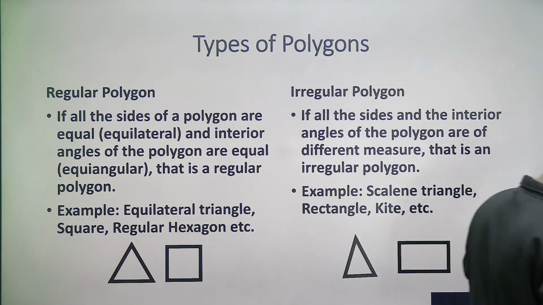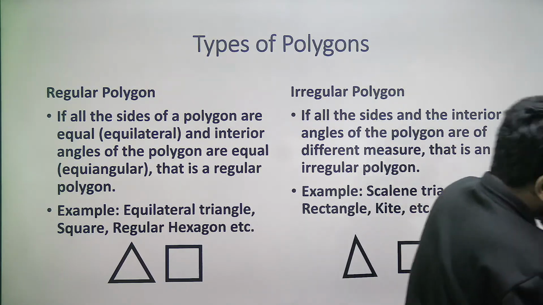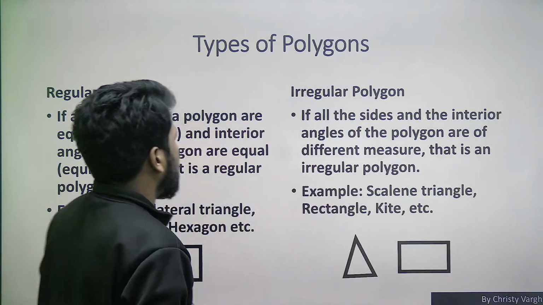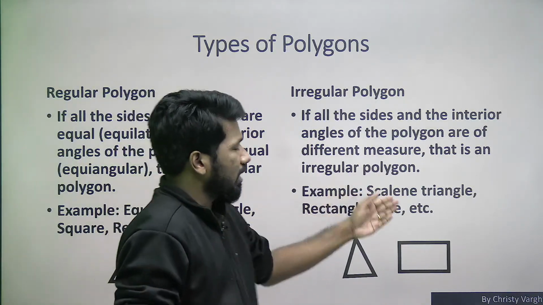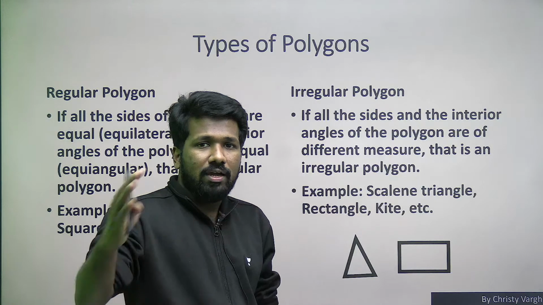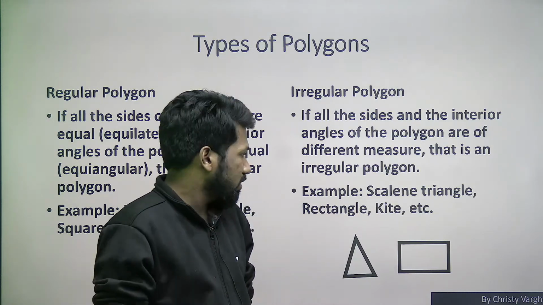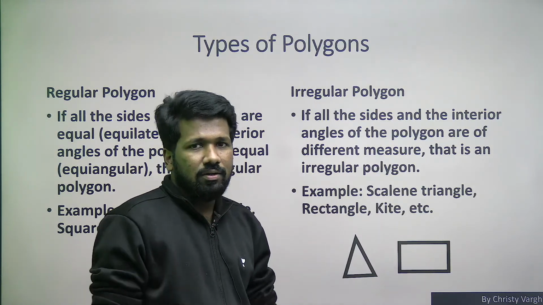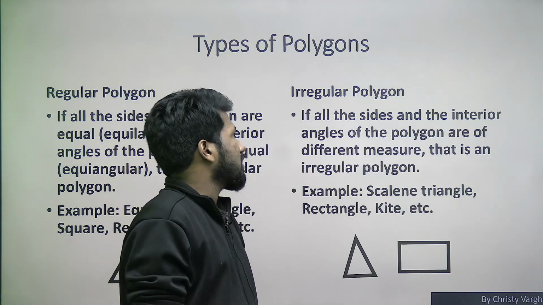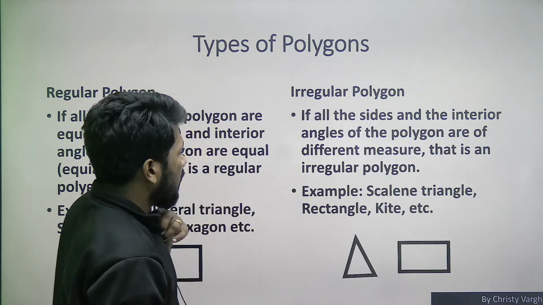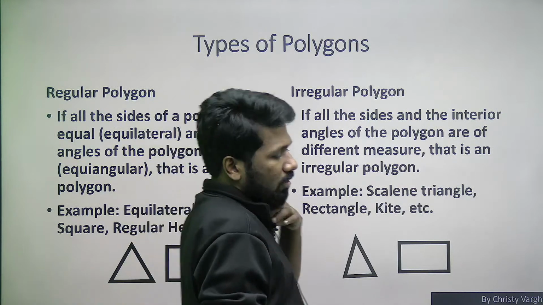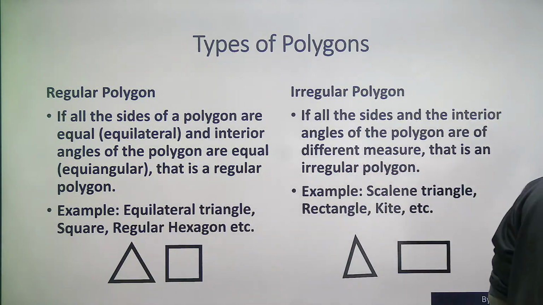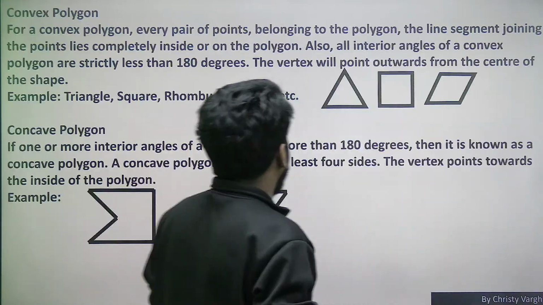Exactly, Pooja, correct. So all of you are clear this much? More examples of irregular polygons. Scalene triangle. Scalene triangle is a triangle where all angles are different and all sides are different. Or isosceles triangle can be taken as an example of an irregular polygon. Rectangle, kite, etc. are irregular polygons. So regularity, irregularity, I hope all of you understood it.